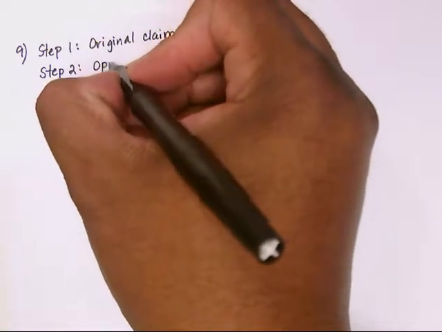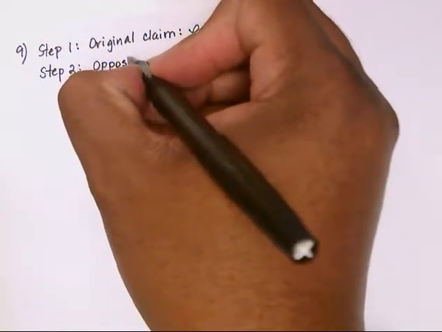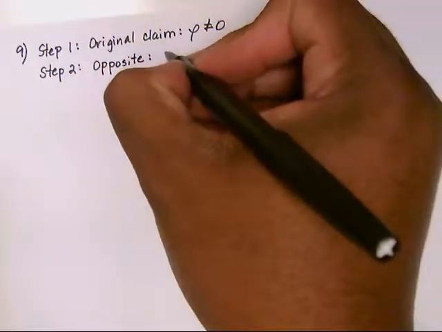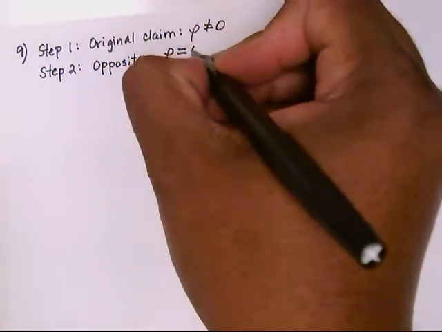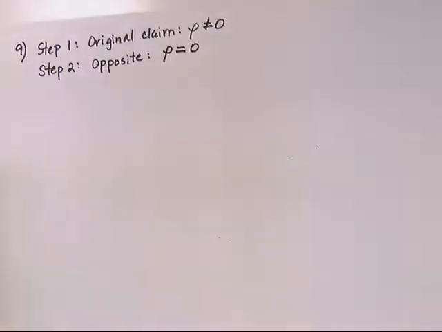And then step number 2 is the opposite of the original claim. That's going to be rho is equal to 0, meaning that there is no linear correlation between the two.